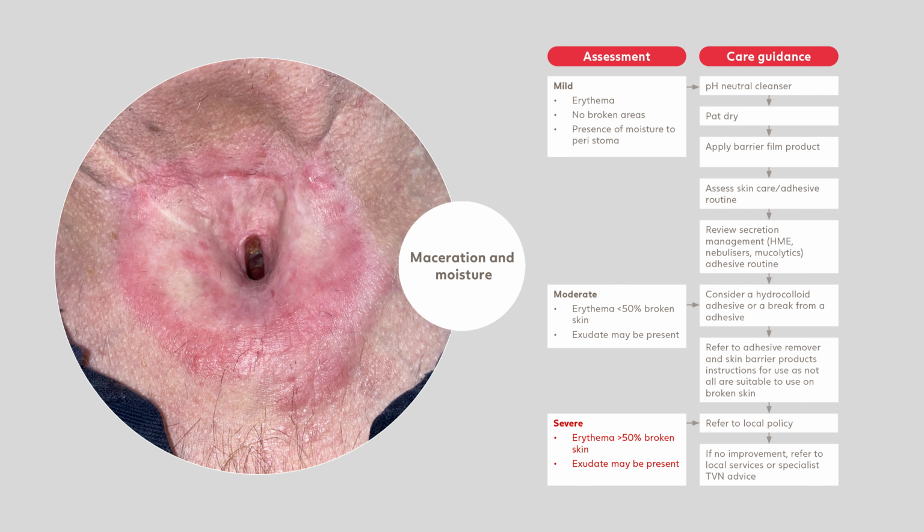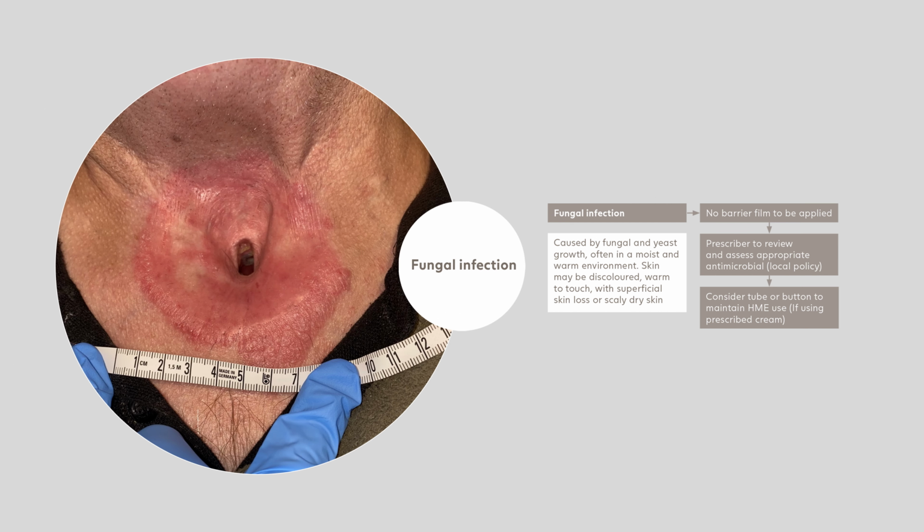In this situation, it is important that you consult your local policy and consider a referral to specialist services such as tissue viability. Maceration may develop or coexist with a fungal infection and can be diagnosed by swabbing the area and getting it assessed by your local infection control team. Fungal infection is caused by fungal yeast growth, often in a warm and moist environment. The skin may be discolored, warm to the touch, with superficial skin loss or dry, scaly skin.